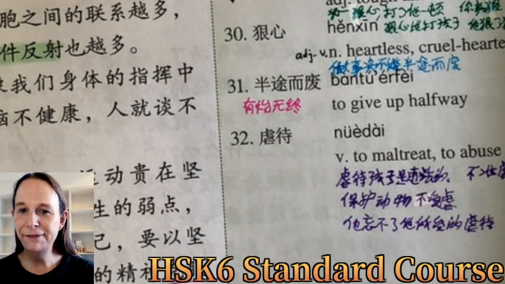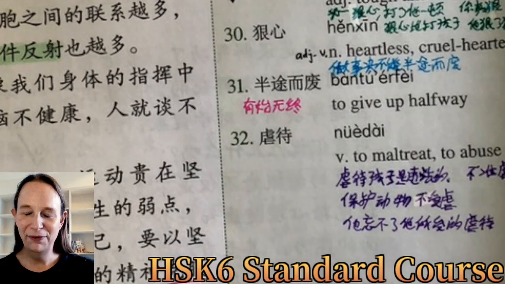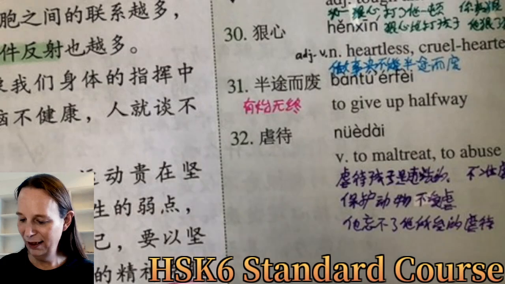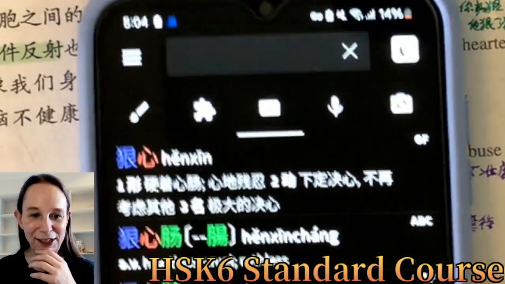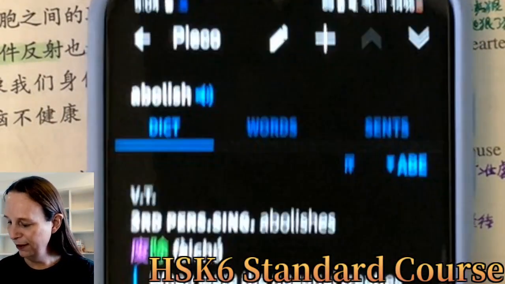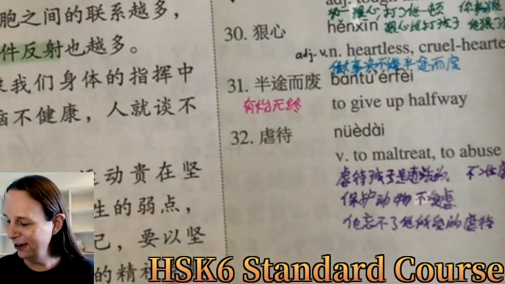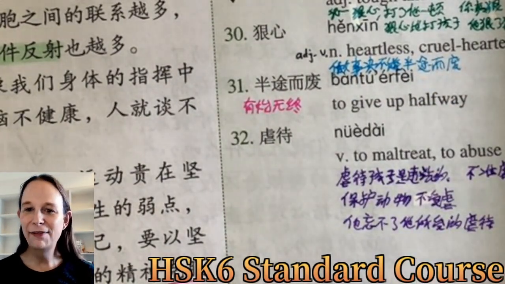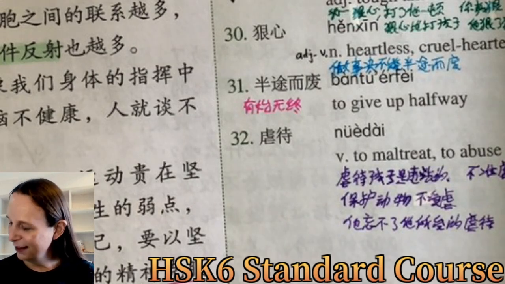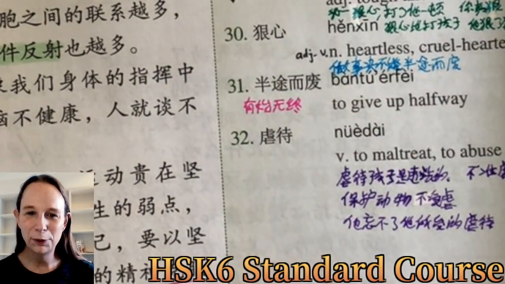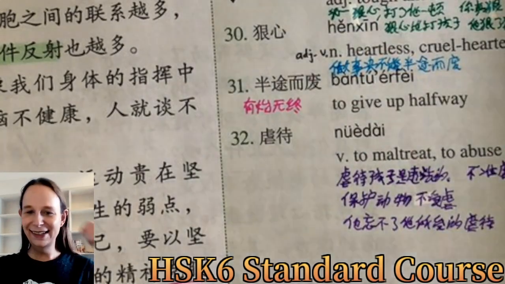So what happens? 废 is used in phrases such as 废弃, 废物, like abandon, what's the word? Abolish? 废除. So in here it kind of means give up. So 半途而废, give up halfway. Oh yeah, there's this one. 有始无终. 有始, there is a start. 无终, there's no end. There's a start but no end.